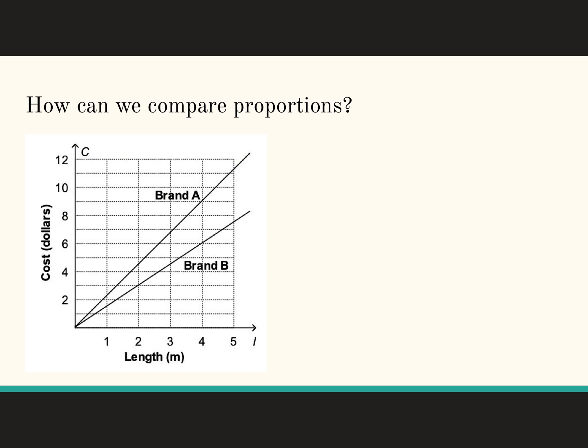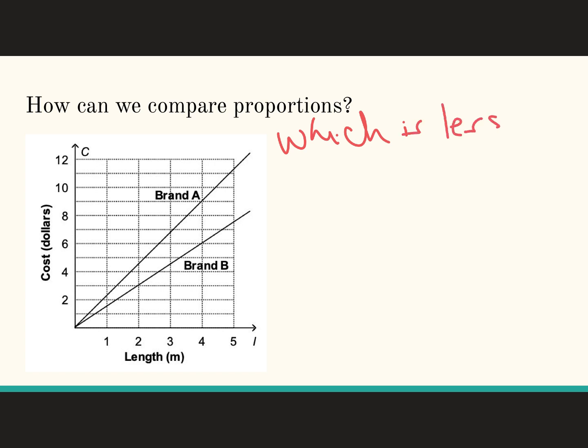Here we have a graph showing brand A. This line is brand A. We have brand B. This line is brand B. They are cable makers, so this is the cost of cable in dollars depending on the length in meters. The first question we can think about asking is, which one is less expensive?